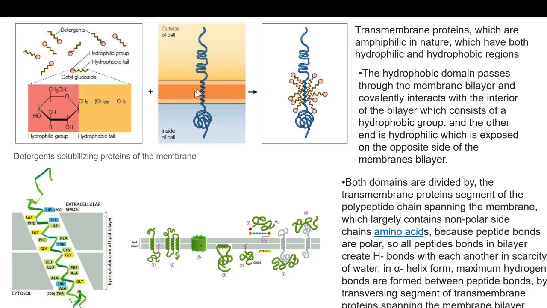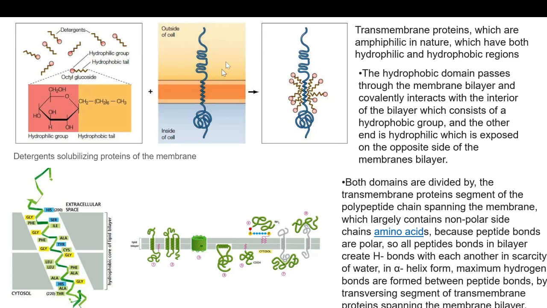If this section is hydrophilic or charged in nature, then it cannot go through this hydrophobic phospholipid bilayer. So the first criterion is that this section should be hydrophobic, non-polar and uncharged in nature. These transmembrane proteins are amphiphilic in nature. Amphiphilic means they are both hydrophobic and hydrophilic, like these lipid molecules, which have a hydrophilic head and a hydrophobic tail. Similarly, transmembrane proteins are normally amphiphilic.